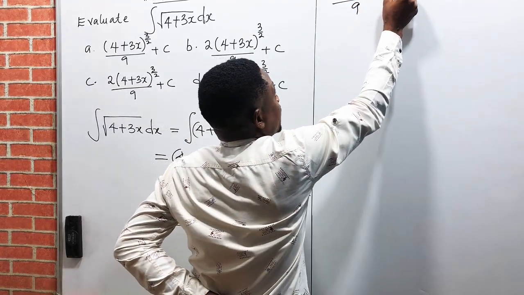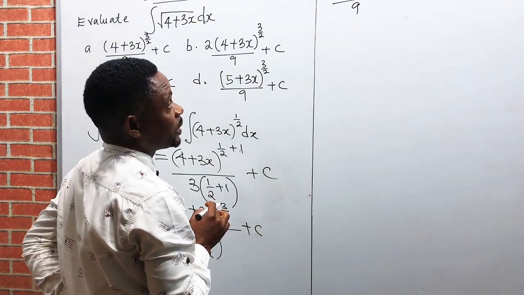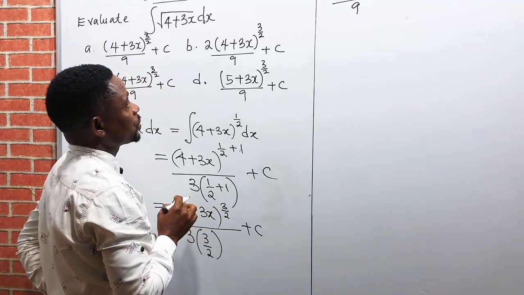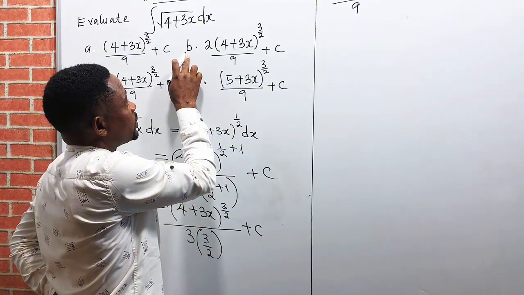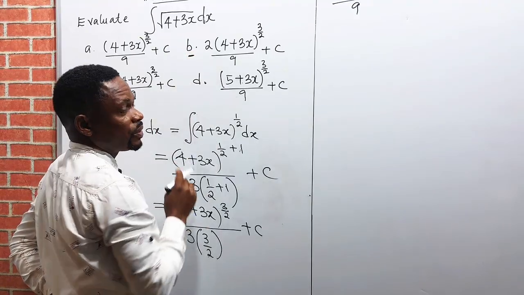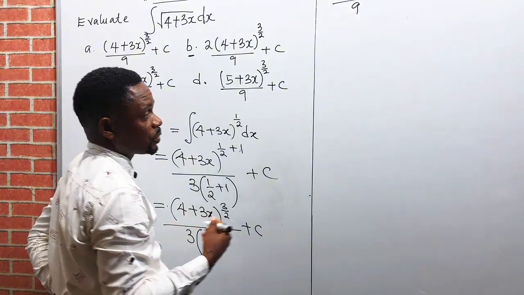That is 9. Then plus what? C. This is the shortcut method, and that is the final answer. Now let's go to the options. If you observe this, you find out that the correct answer there is option B. Are you with me now? So this is called the shortcut method.